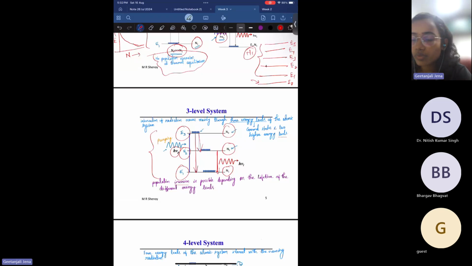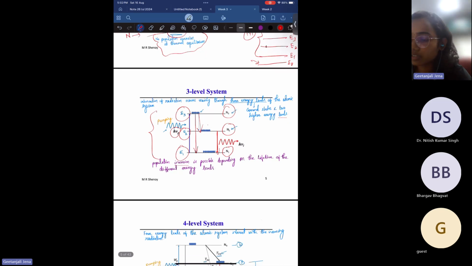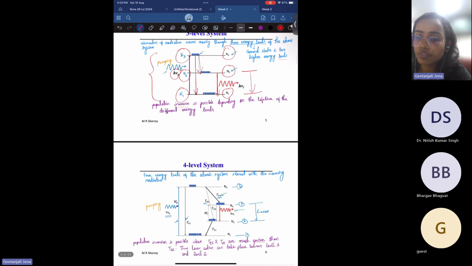And next we will see that in the indirect path, like from 3 to 1, 3 to 2 and 2 to 1, it is possible to achieve a population inversion in the system if the lifetimes of the energy levels are different. Depending on the relation between the lifetimes, we will see that it is possible to achieve population inversion between the second level and the first level. So then we can achieve a lasing condition here. We'll see the details in the next few slides.